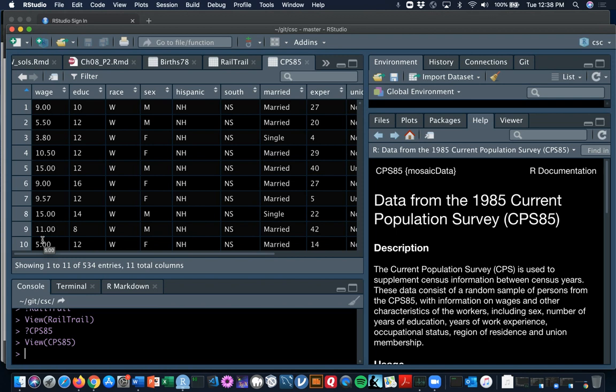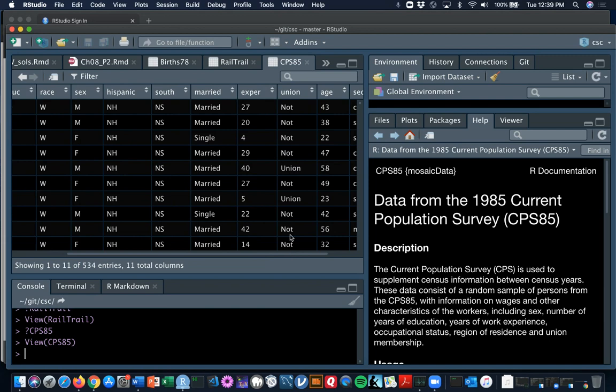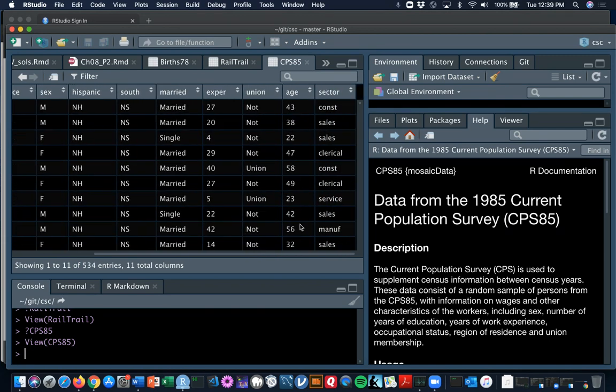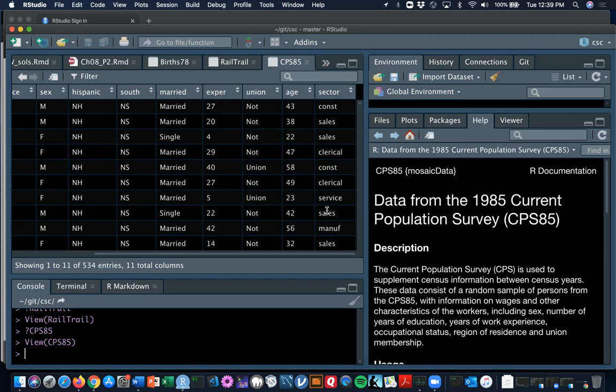If they were salaried workers, then there's a conversion attempt being made here to get the equivalent wage in dollars per hour. How many years of education the person has had. Their race is either W for white and NW for non-white, I think. Sex is M and F for male and female. Whether or not the person's Hispanic, whether or not they come from the South, whether they're married or single, some estimate of the number of years of experience they have in their job, whether or not they belong to a union, their age in years, and the sector of the economy that they work in.